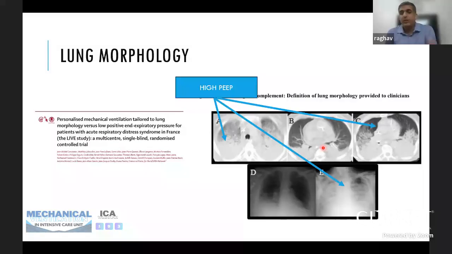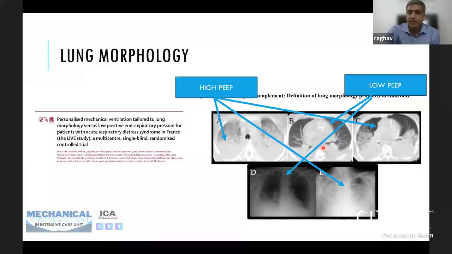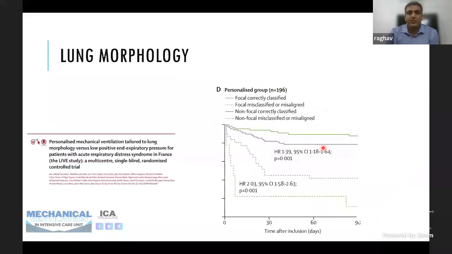And high PEEP should be applied to patients having non-focal ARDS, and low PEEP should be applied to patients having focal ARDS. And this has been proven in the LIVE study, which was recently published, which showed that if high PEEP is applied to focal ARDS and low PEEP is applied to diffuse ARDS, that is vice versa of what we recommended, then the mortality increases several fold. The hazard ratio increases almost twice.